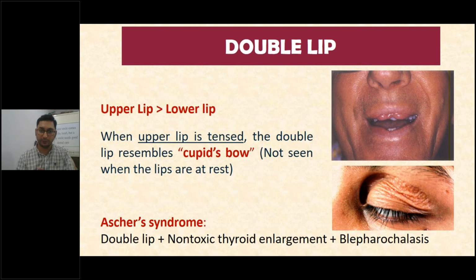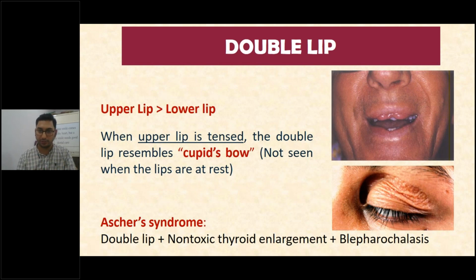Right, so see, remembering and cramming syndromes is very difficult. You will not be able to cram every syndrome with every feature of it. The only thing you can do is keep these things in your subconscious mind. You can keep this concept in your subconscious mind that in Ascher syndrome you'll find something extra tissue in it.